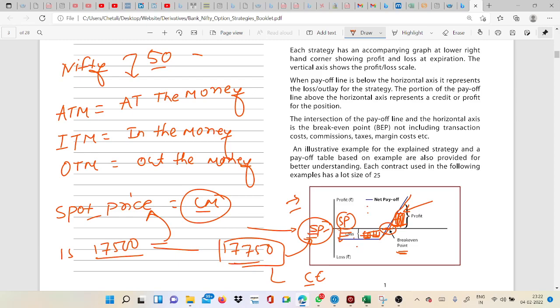Okay, so it was a basic discussion about how the break-even point works. Break-even means the point where your contract's negative figure will turn into positive, or profit. That point is the break-even point.